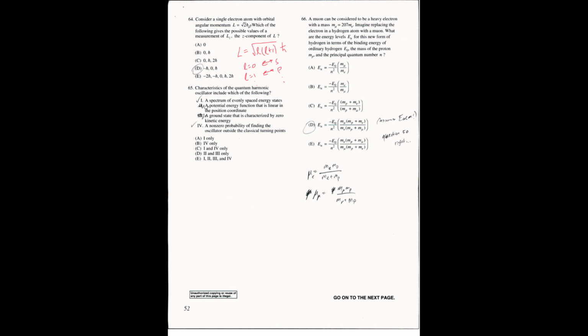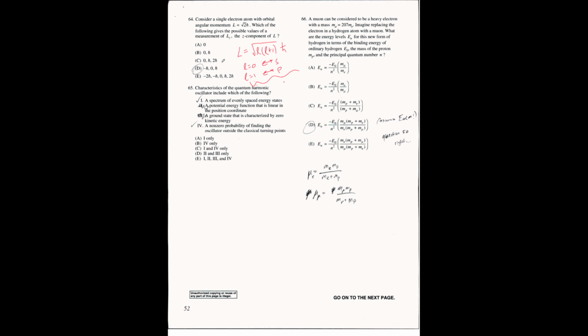For P orbitals, for a given value of n, there are 3 P orbitals, and those correspond to the 3 possible z components of angular momentum. That's the total orbital angular momentum, and then the z component can be anywhere from minus L to L times h bar. So minus h bar, 0, and h bar.